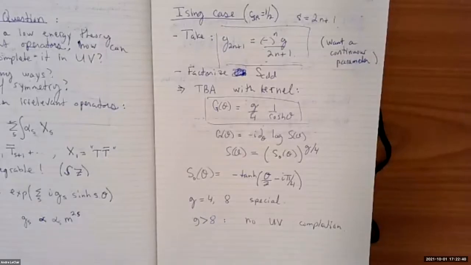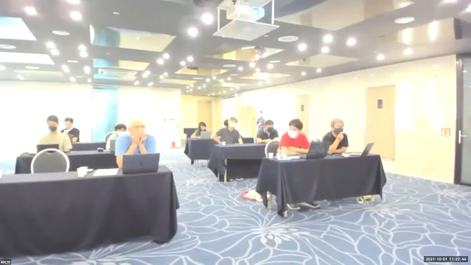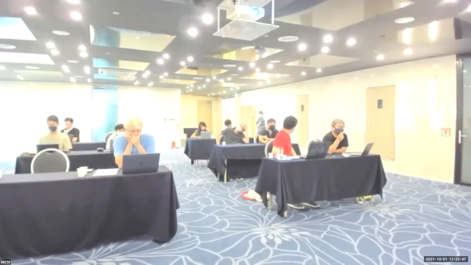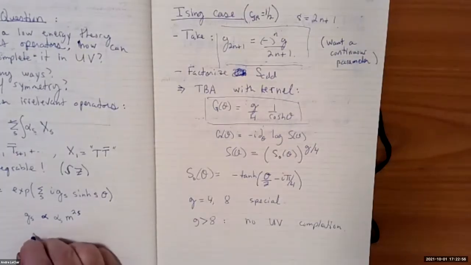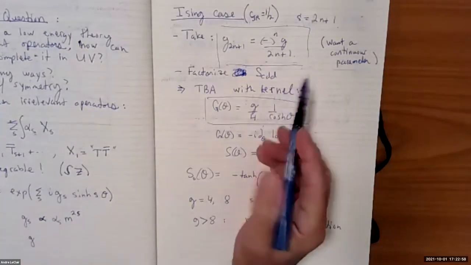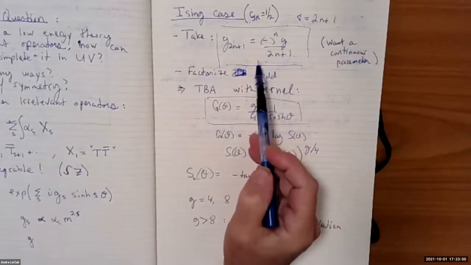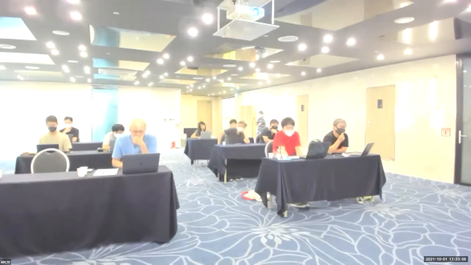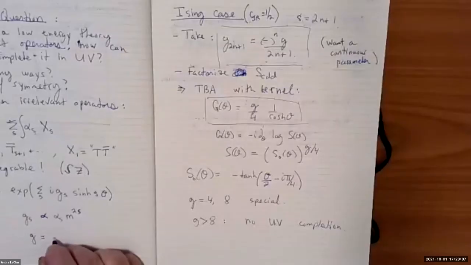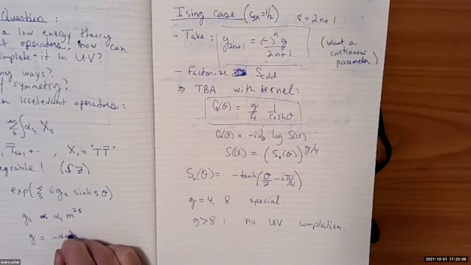Can I have a question? So this G parameter can be considered as the proportionality constant between GS and alpha S? Yeah. If you turn off all of the other irrelevant operators, this G is just minus alpha m squared, where m is the energy scale that appears in the massless TBA.